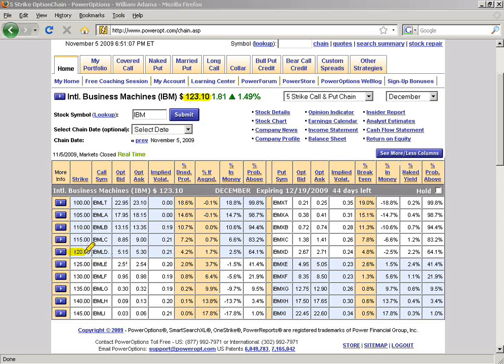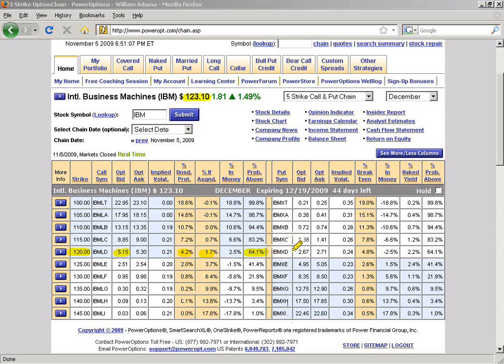We're interested in selling the 120 strike call: buy stock at 123, sell the 120 call, and roughly receive $5.15 of premium. I know this is a relatively low volatile stock, so we'd get 4.2% downside protection and not a very high percentage if assigned, only 1.7%. Now, of course, we have a 64% probability of getting assigned and earning that return.